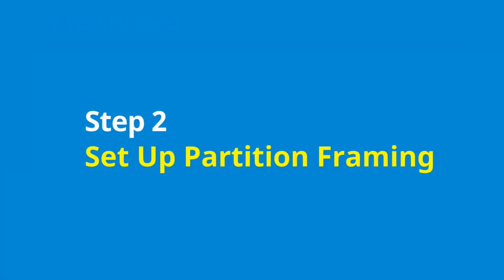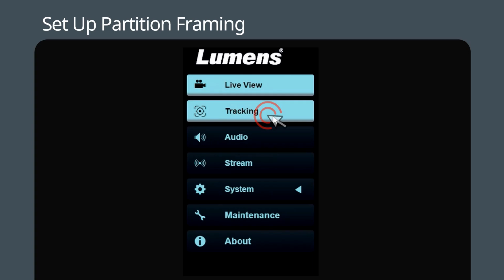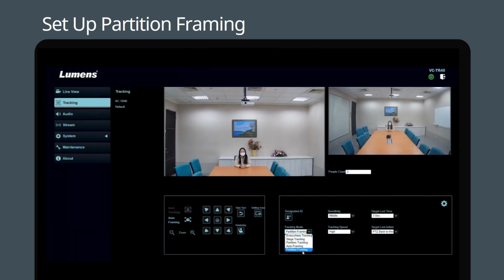Step 2. Set up partition framing. First, log in to the camera web page. Next, click the Tracking tab to configure the tracking. Let's start by configuring the camera.